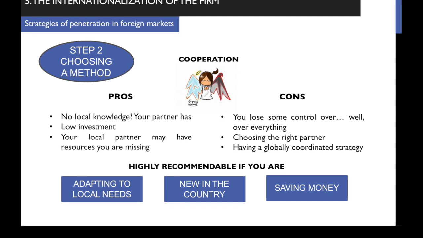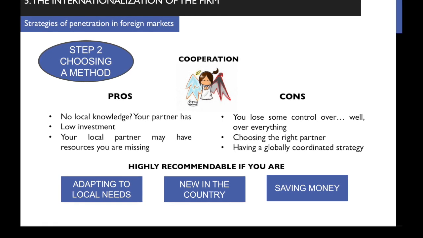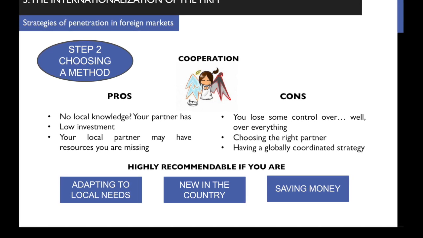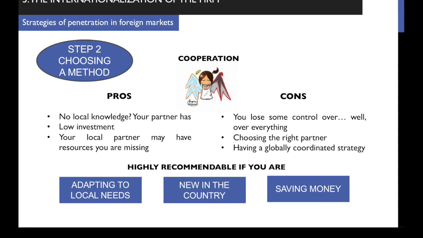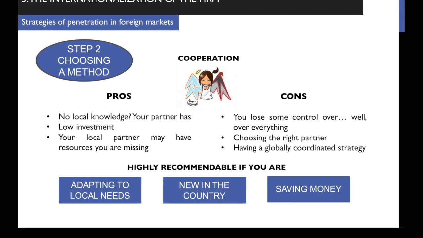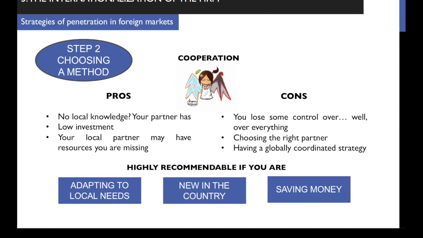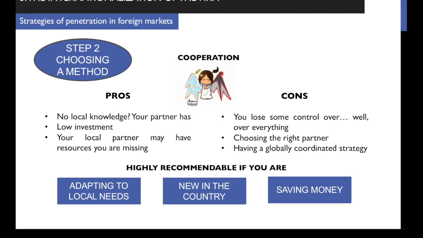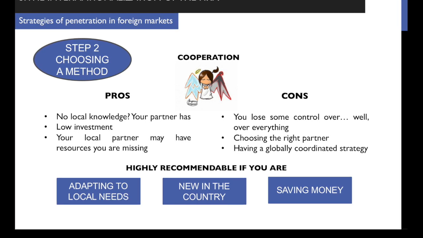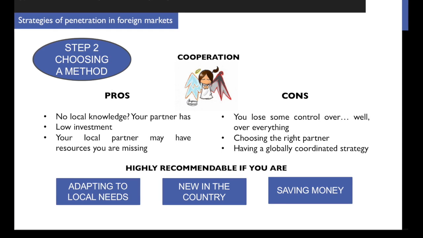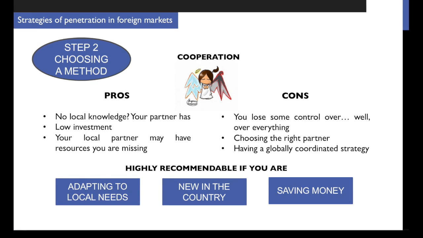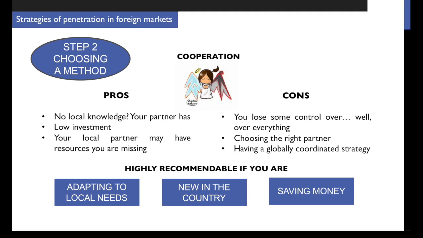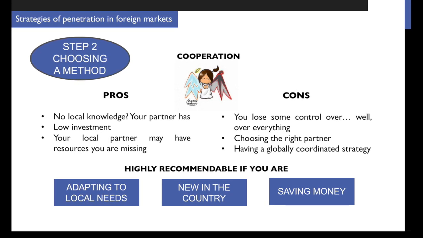Then, the cons. Well, you are going to lose definitely control or some control over your local operations. Why? Because it's your local agent who will have it. Okay, then you have to choose the right partner. And if you make a mistake, your partner is going to learn from you. And maybe in some years, your local partner will want to eliminate you from the equation. Okay, so you have to choose the right partner. And finally, it's difficult to have a globally coordinated strategy.